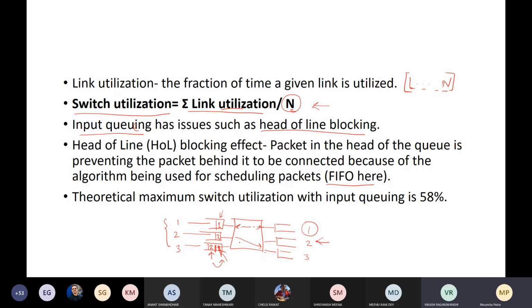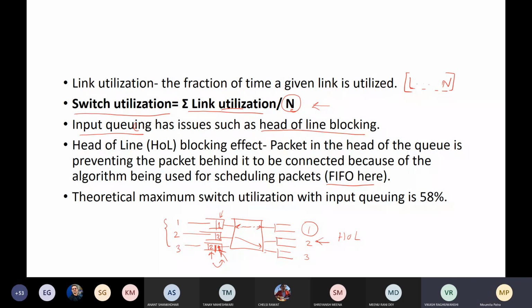Okay, so that is the issue. This is known as head of line blocking or HOL blocking. I hope this is clear with you. All right, so when you have input queuing, this will be one of the issues: head of line blocking can happen.